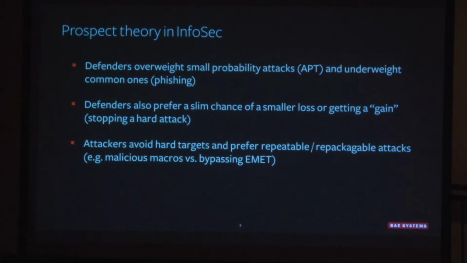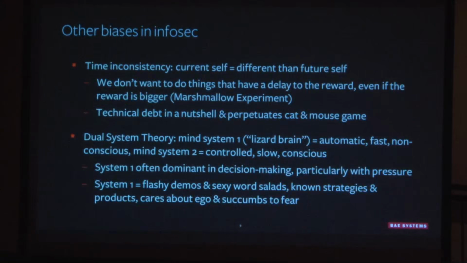So I go into it a little bit on what Dino Dai Zovi called attacker math, but basically attackers always want to use whatever the easiest entry point is, even if they have something bigger in their arsenal, because they are risk averse. So some other biases to keep in mind.